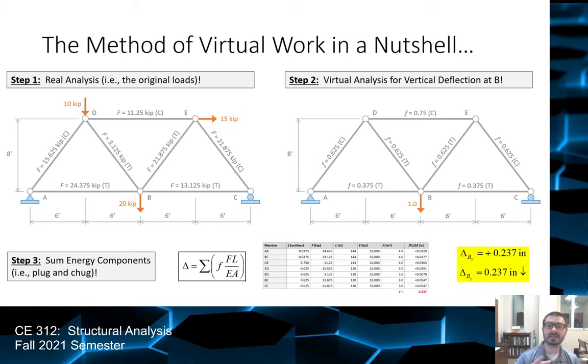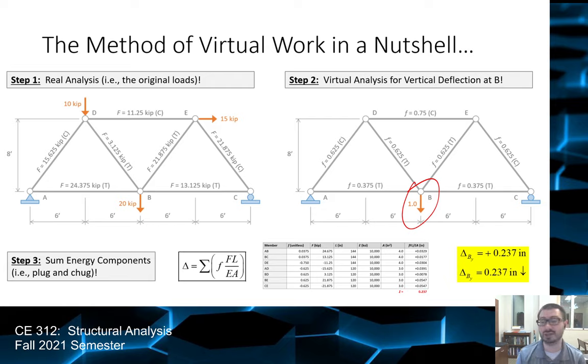I'm going to explain in a bit why that works, but we're going to be talking a lot about energy and energy components, so there are going to be a lot of graphs and alphabet soup. Just stay with me, because ultimately the method is very simple. Now, one thing I can't answer right now: if you take all of the values in this table and sum them, you get a positive number. What that positive number means is that in step two we assumed a downward load. If you get a positive value, then our assumption was correct and it does in fact deflect downward.